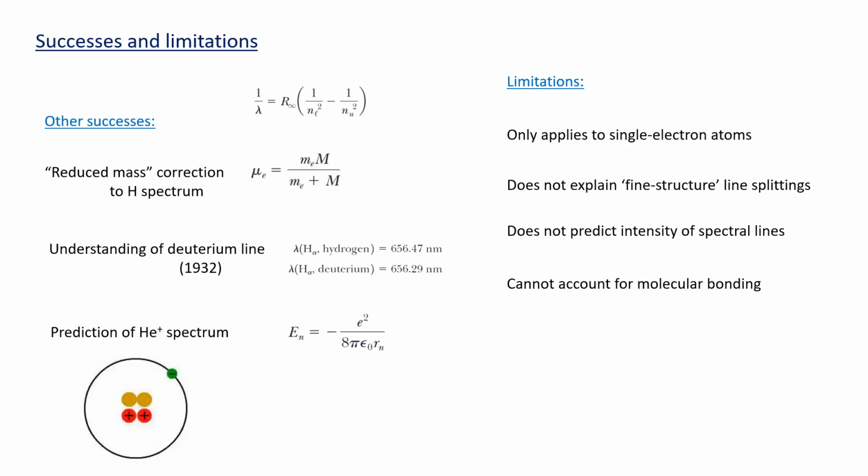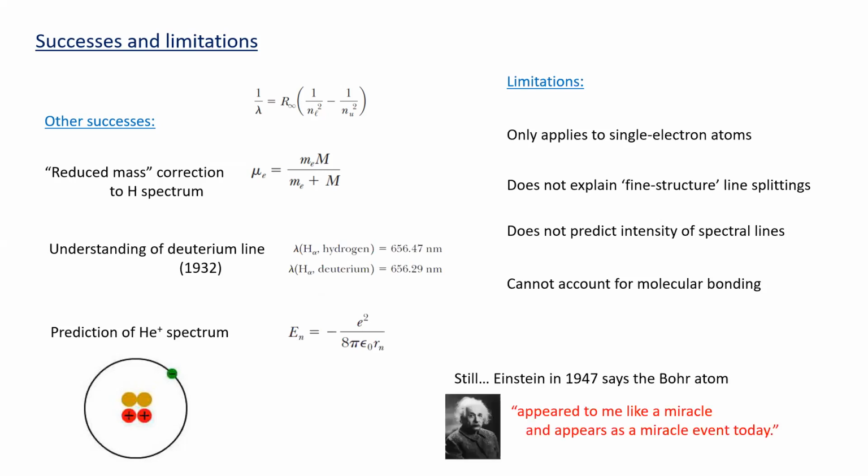And so in this transitional role, it played a key part in the introduction of quantum physics, so much so that Einstein said in 1947, the Bohr atom appeared to me like a miracle, and appears as a miracle even today. So that's the Bohr atom.